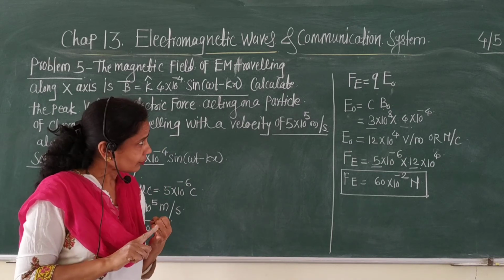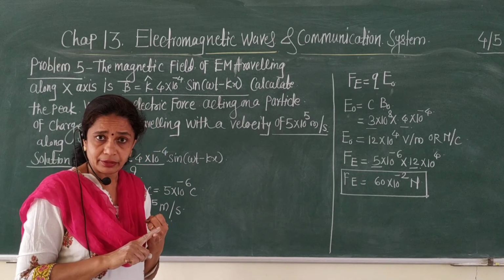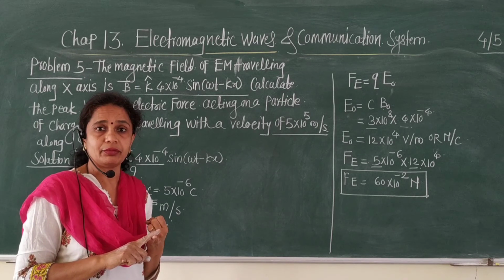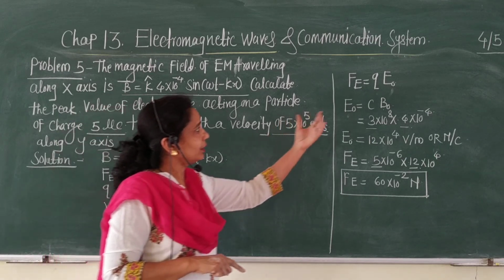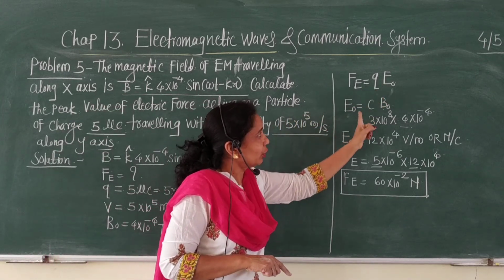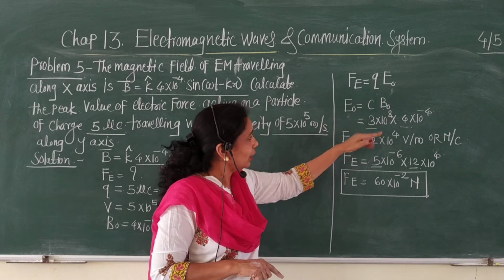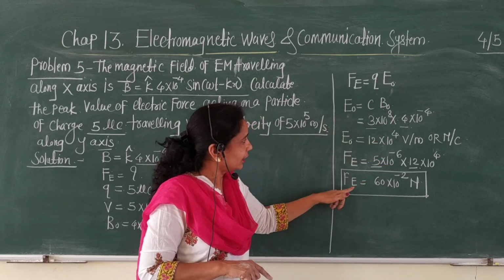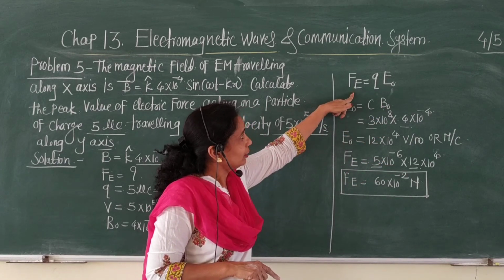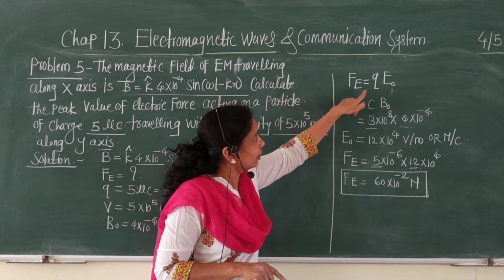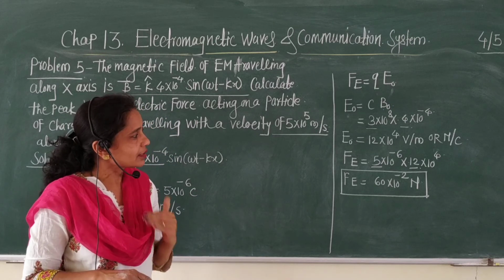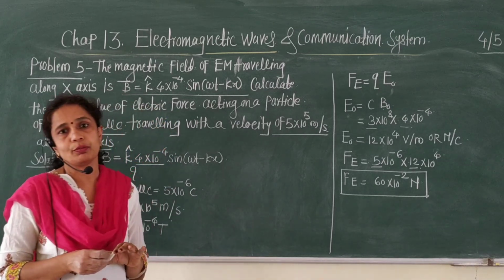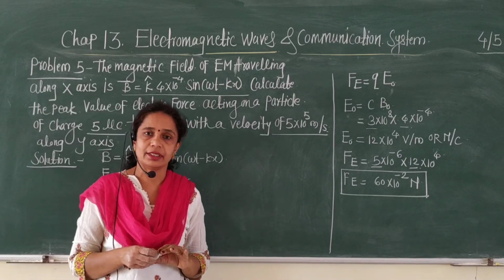The force due to the electric field and the force due to the magnetic field. Then we calculate first E naught here, C into B naught, and E naught is this. Then we put the value of this E naught here, and we calculate Fe equal to 60 into 10 raised to minus 2 Newton. Let us stop here.